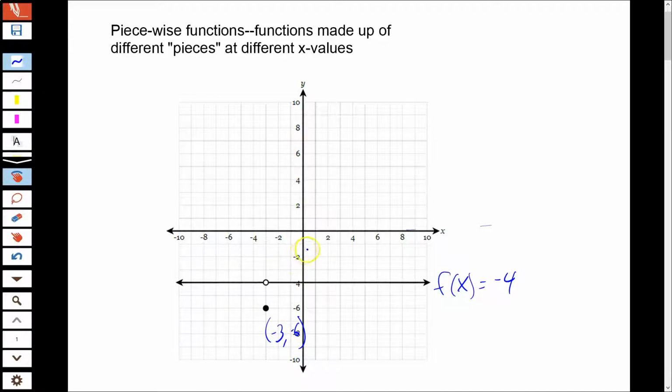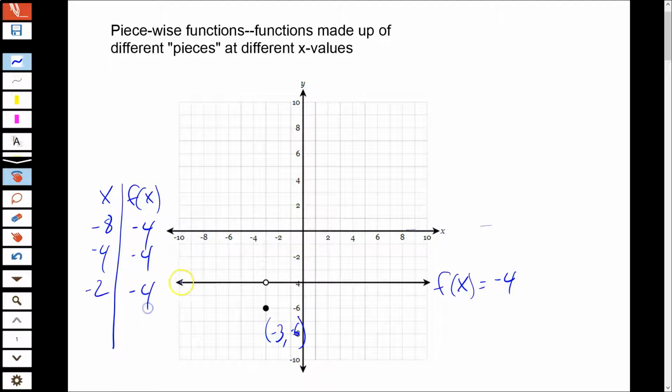Okay, so if I made a little table to describe this function, it would look pretty much just like -4 all day, right? So no matter what x value I pick, I get -4, right? And that makes sense because it's a horizontal line. Except we have this exception here, right? So -3 is defined as -6.